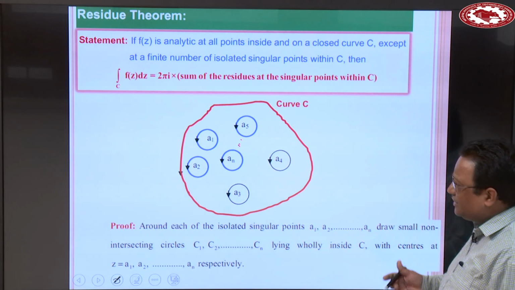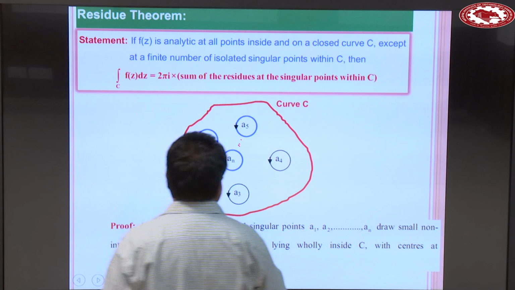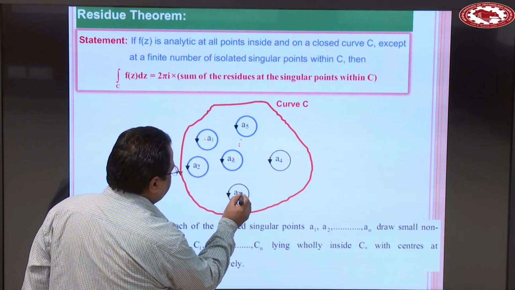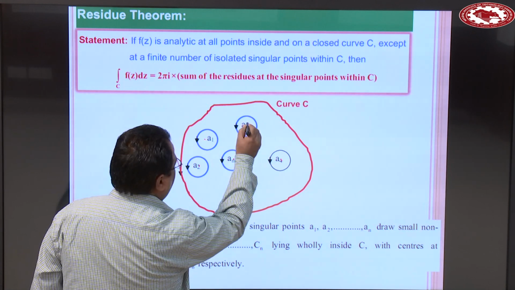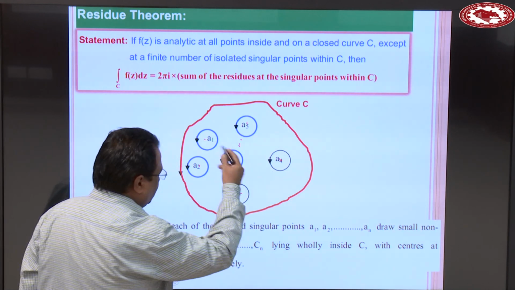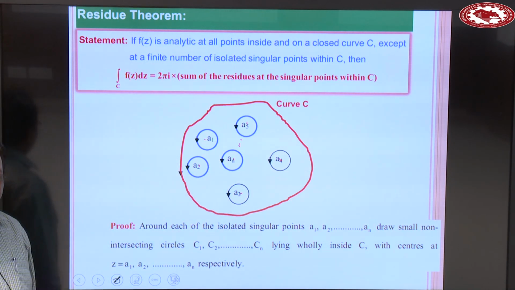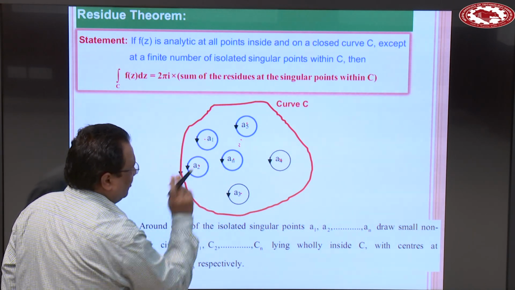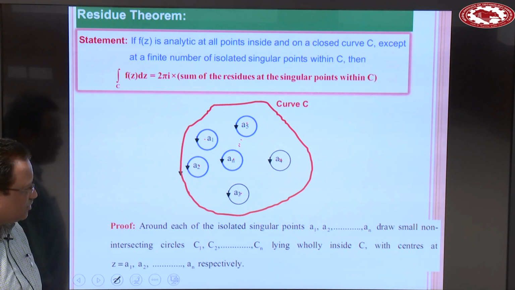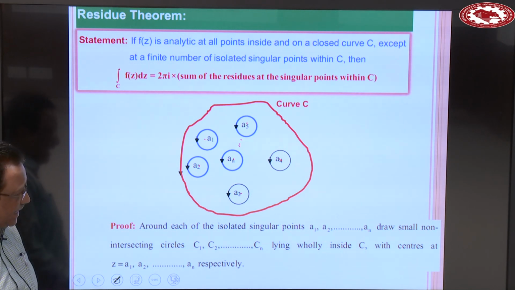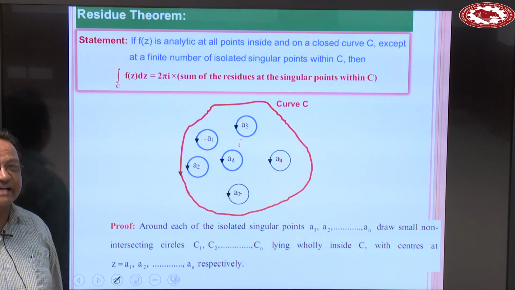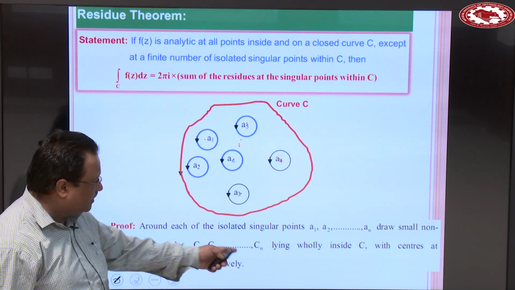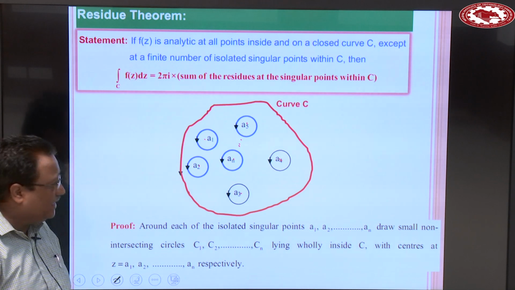So around each of the isolated singular points, what you have to do is, around all these singular points, you have to draw small circles, and the circles should be drawn in such a way that they do not cross-cut. So, around each of the isolated singular points a1, a2, an, draw small non-intersecting circles C1, C2 and so on Cn, lying wholly inside C.